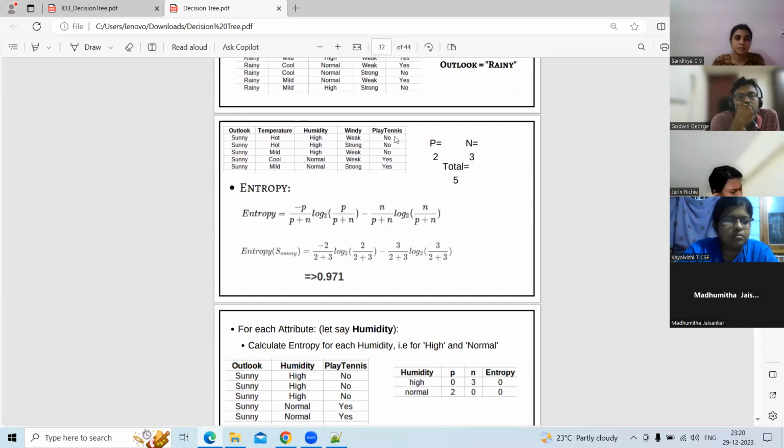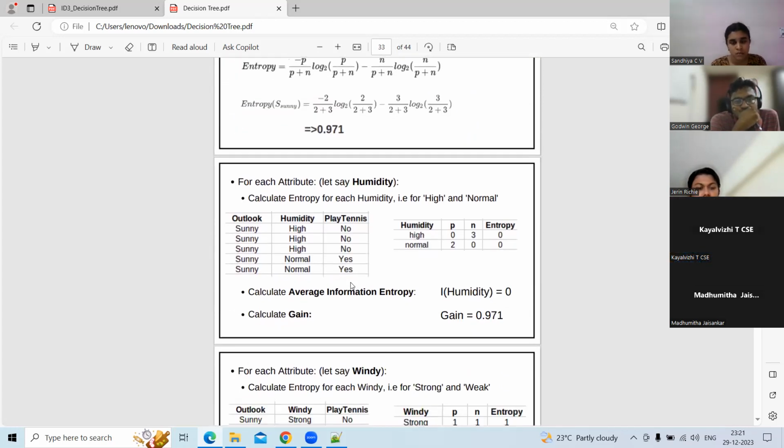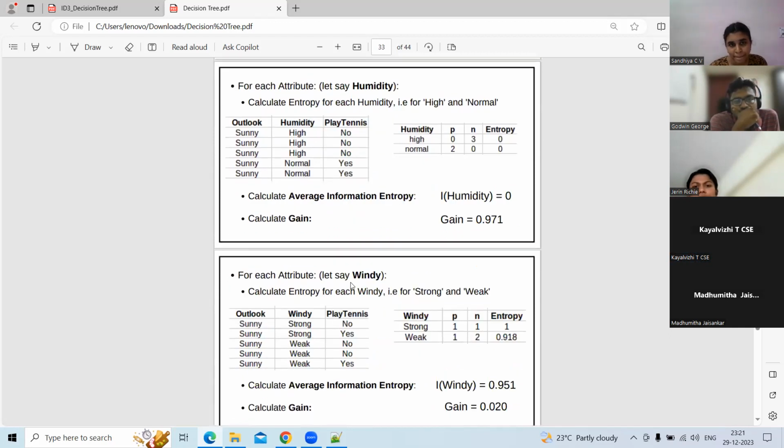We have 3 no's and 2 yes. For this, I have calculated the entropy. It is 0.971. This is again P log P, where P is probability. The probability is 2 by 5, 2 times yes by 5, and 3 times no by 2 plus 3. This is the entropy of the total sunny branch, whenever the outlook is sunny. Similarly, we have calculated entropy for windy and the others.